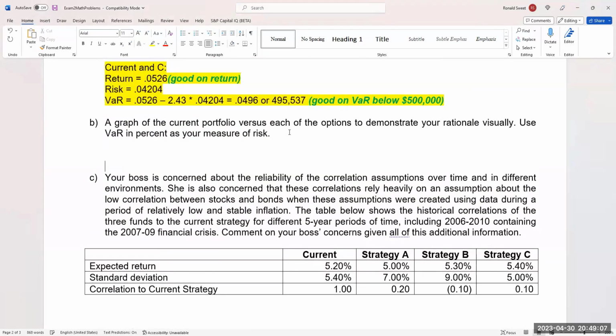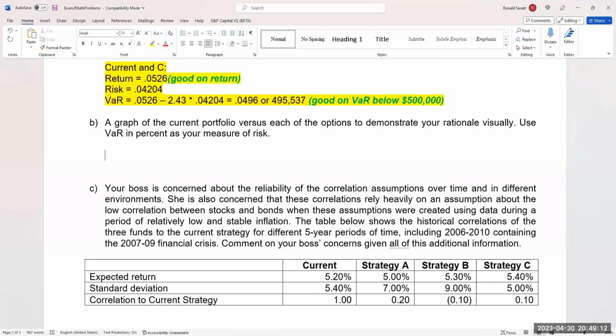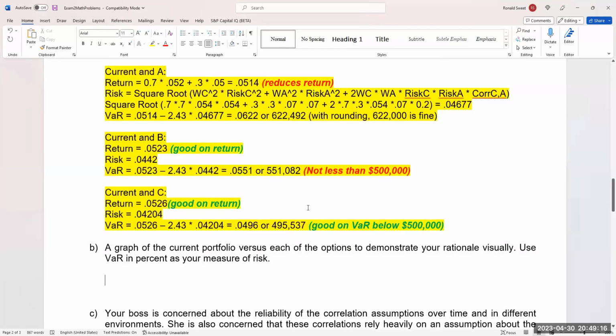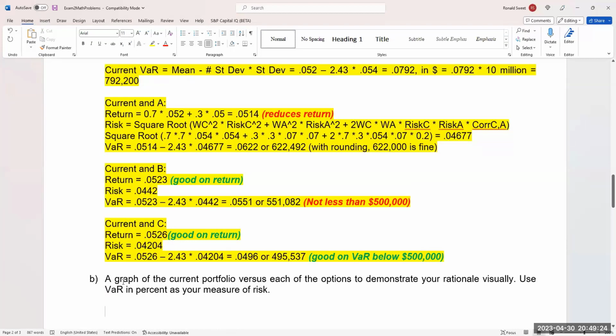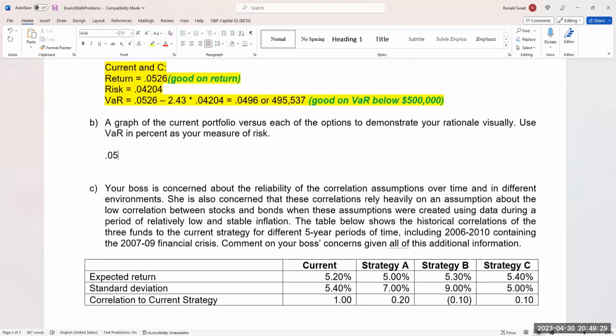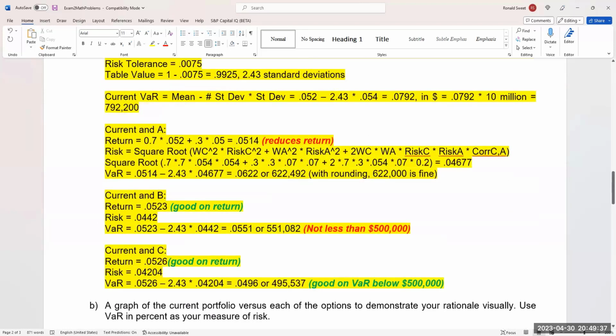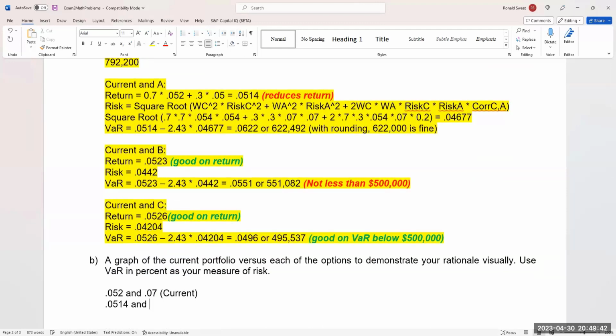Then on risk versus return, the graph, the key here is you're going to graph these numbers, but look at how she wants the graph. She wants the graph with bars as percents. So you're going to graph the current, which is 0.052 and 0.07. Then you're going to graph 0.0514 and 0.04677 for current and A, you're going to graph 0.0523 and 0.0442 for current and B, and then you're going to graph 0.0526 and 0.04204 for current and C.